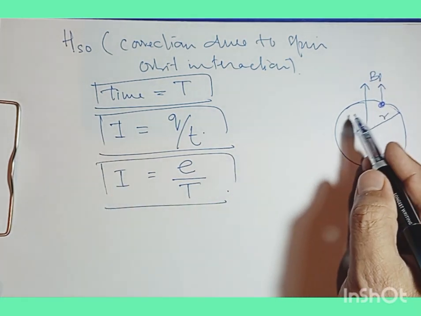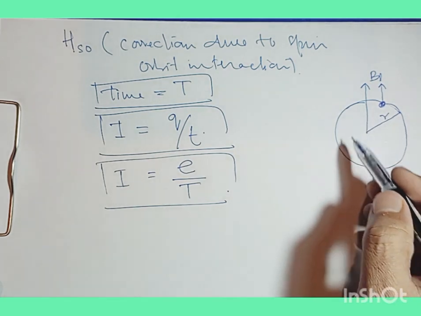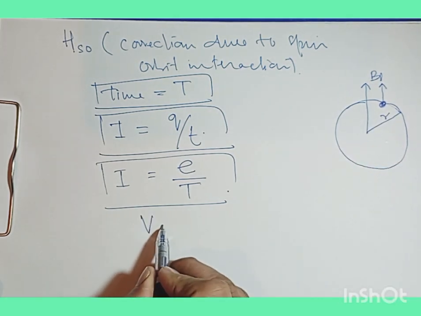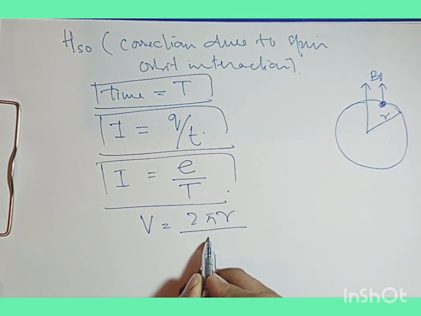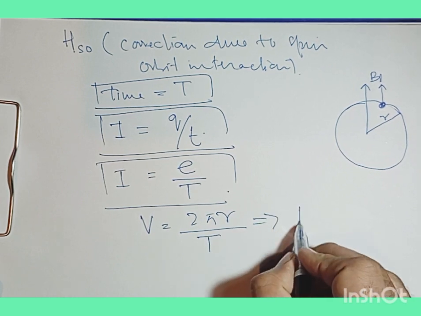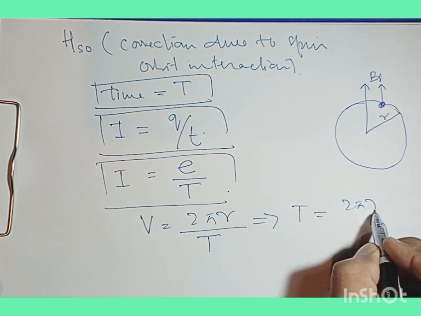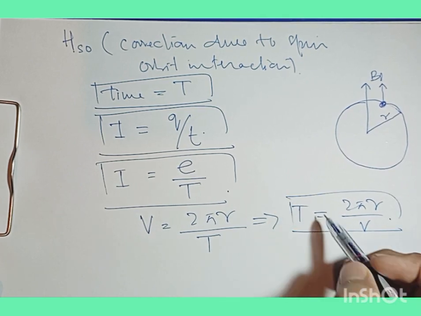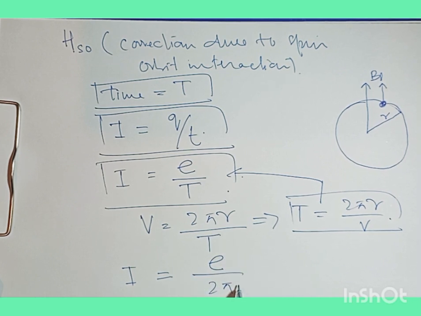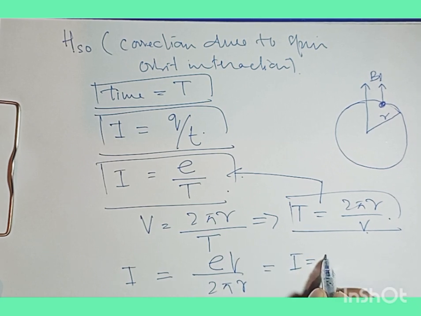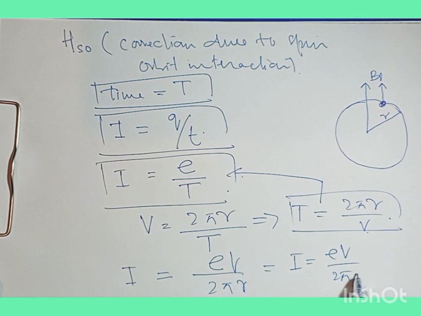Now this electron has a uniform speed, and that speed is the distance that it travels in an orbit, that will be 2 pi r by T. So this implies that T is 2 pi r by v. And I can use this value of T in this equation, and I can get current. This current is e by 2 pi r, and this v will go up. So what I'll have is current is e v by 2 pi r.